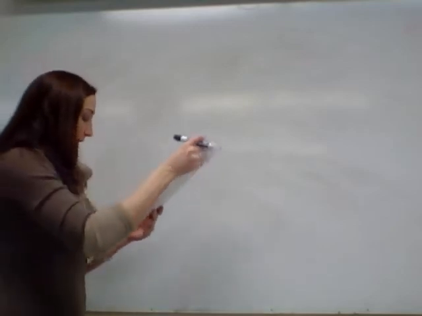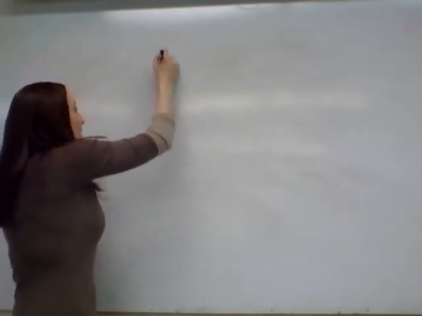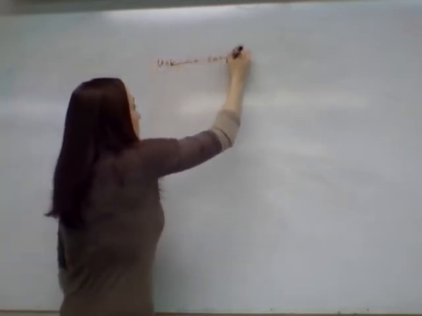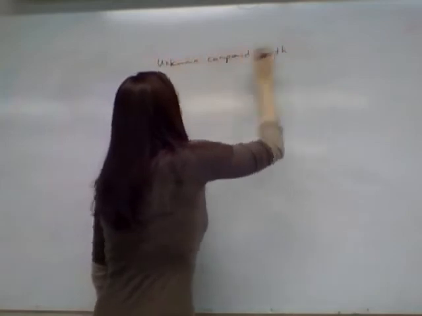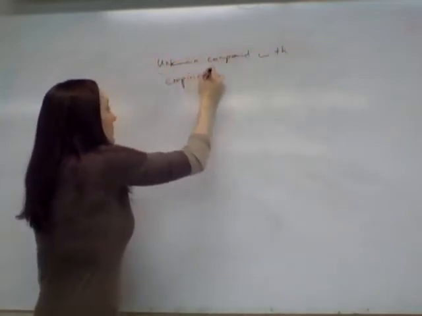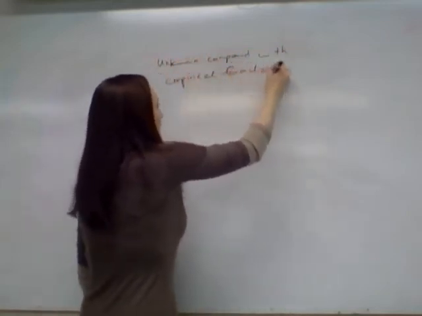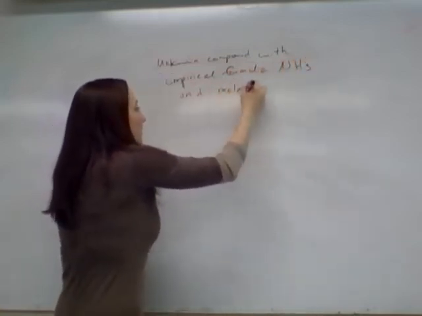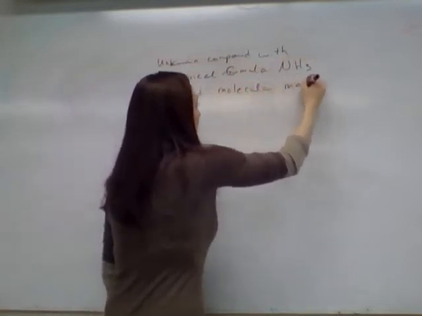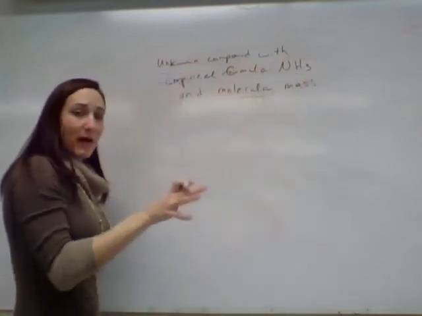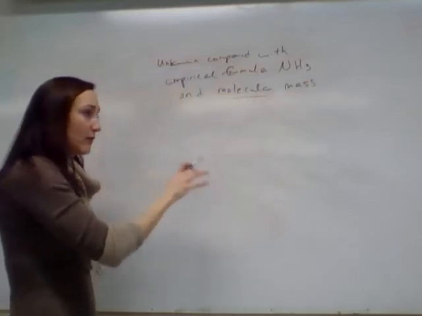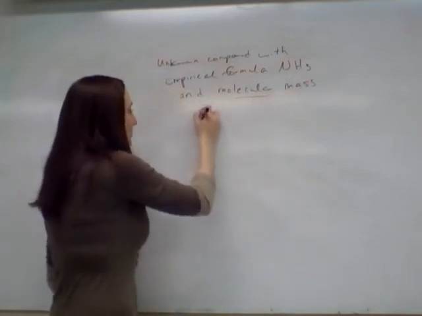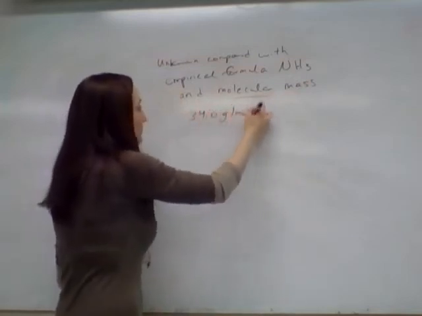So let's say that we have an unknown compound with empirical formula NH3 and molecular mass. So molecular mass is telling me that's the mass of the molecular formula of the compound. So not the empirical formula. Molecular formula mass happens to be 34.0 grams per mole.